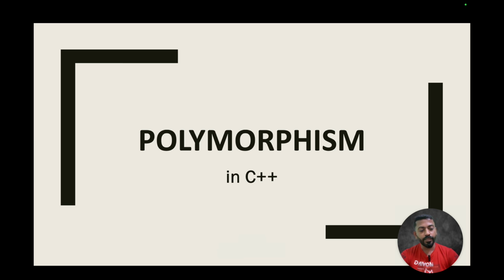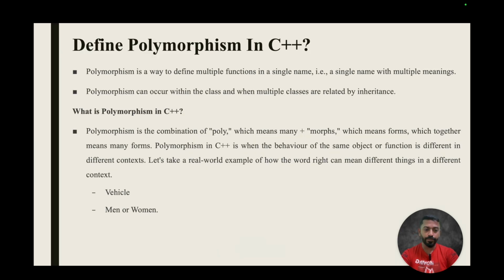Today I am going to explain the concept of polymorphism in C++. What is polymorphism in C++? Polymorphism is a combination of the words poly, which means many, and morphs, which means forms, which together we can call many forms. It means the same function name with different kinds of meaning and different kinds of operations. So that is what we call many forms.